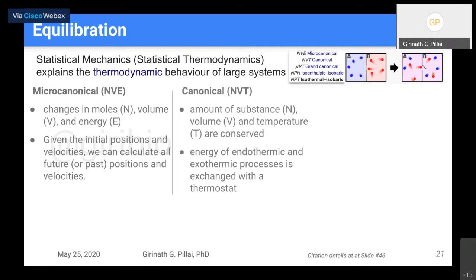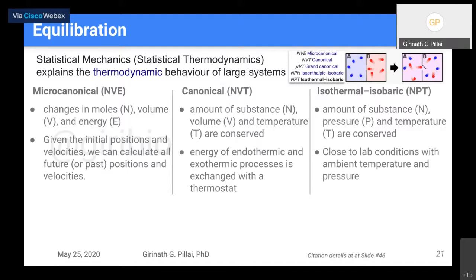Coming to canonical, it is NVT, where the number of moles N, the volume V and the temperature T are conserved, and energy of endothermic and exothermic processes, I hope you know what endothermic and exothermic reactions are, is exchanged with a thermostat. That's what I told you, there's a constraint or filter that we can keep intact, so that the energy or the temperature is maintained. Then isothermal-isobaric is NPT, where pressure and temperature are conserved, and it is very close to lab conditions with ambient temperature and pressure.